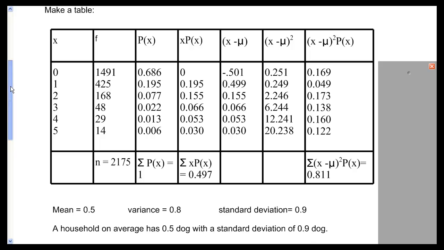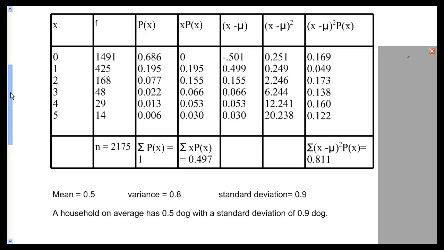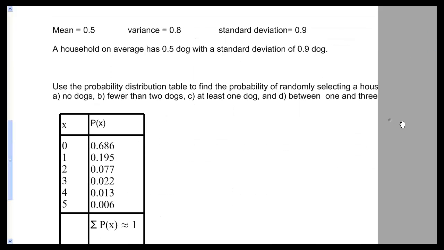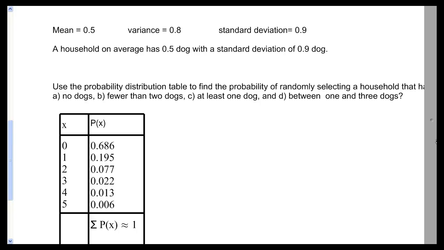Now we're ready to answer some questions, kind of like what you had on your homework. And the question said to use the probability distribution table to find the probability of randomly selecting a household that has no dogs, fewer than 2 dogs, at least 1 dog, and between 1 and 3 dogs.